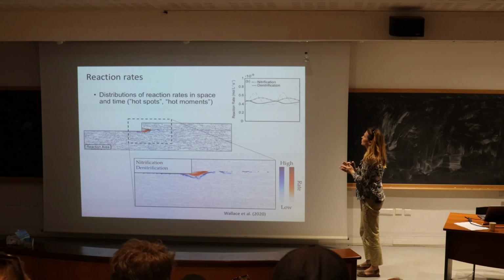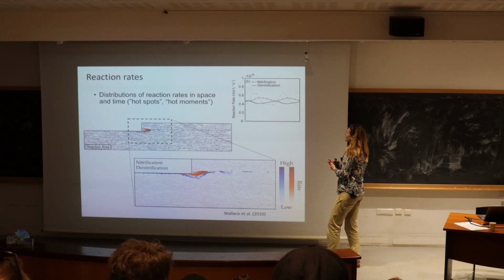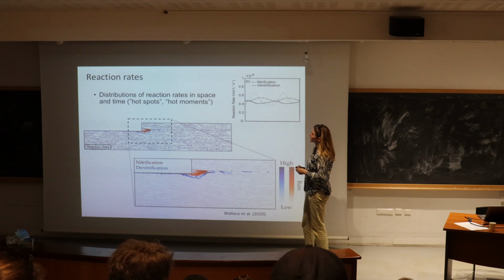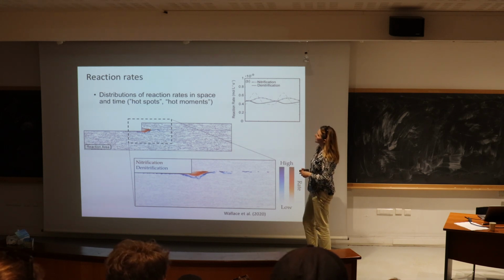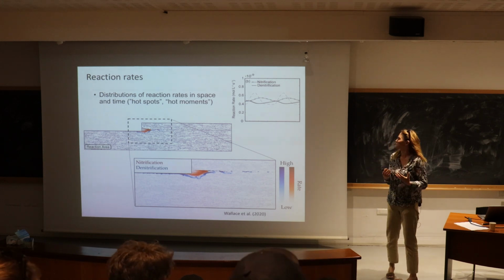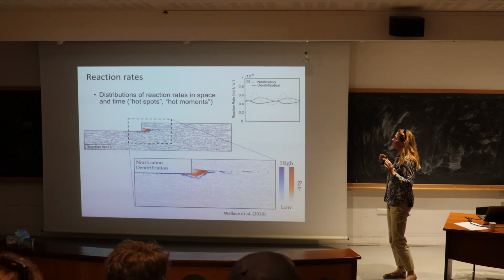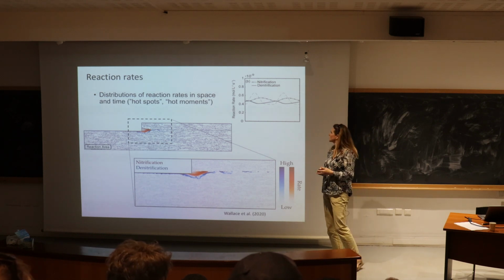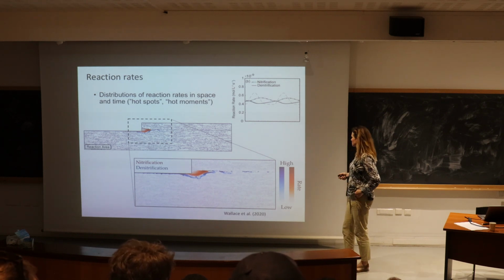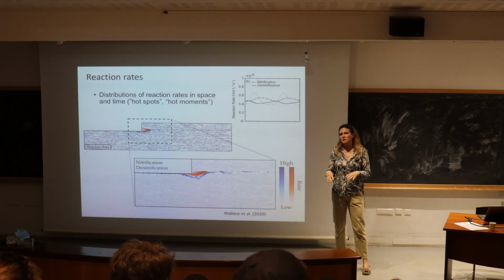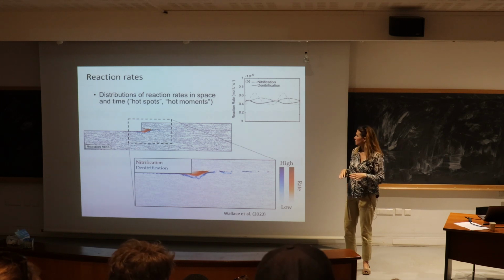Another thing that we want to know is, when you have a chemical transformation happening near a sediment-water interface, where is the activity? Where is the transformation happening? So where are the hot spots? And when are they occurring, the hot moments? And so this is just a little example from something that we did in a river with fluctuating water levels. In this case, we were studying coastal rivers with tidal influence.